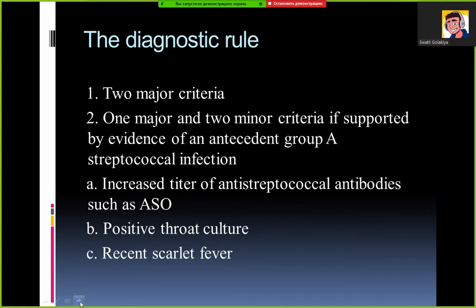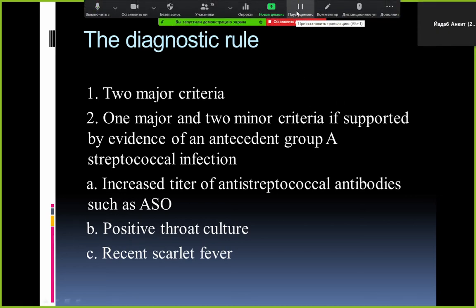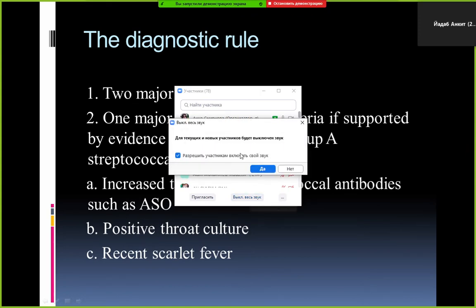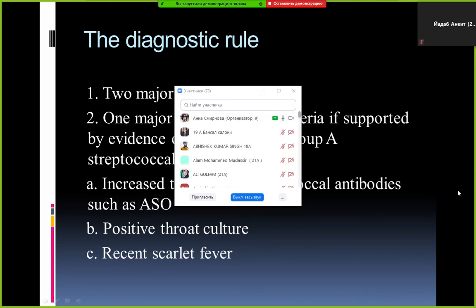And you must remember the diagnostic rule. So we must assess 2 major criteria or 1 major and 2 minor criteria if supported by evidence of a streptococcal infection. We may prove streptococcal infection by increased titer of anti-streptococcal antibodies, positive throat culture, or recent scarlet fever.